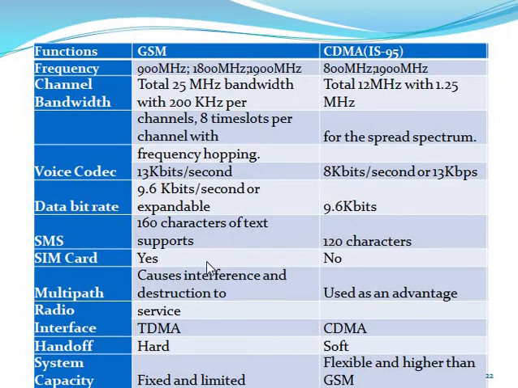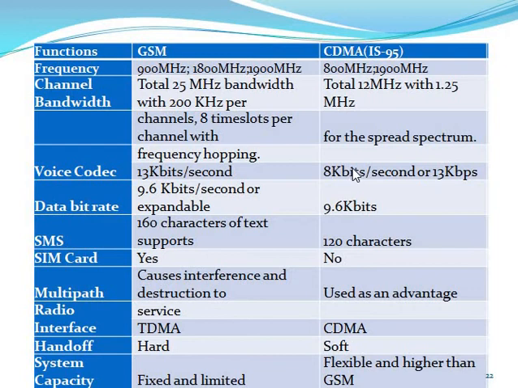Multipath, you can show that it causes interference and destruction. You can use it as an advantage. The interference radio frequency is used for TDMA, and you can show this is for CDMA. In handover, you can show the hard for GSM and the soft for CDMA. GSM has a fixed and limited system capacity, while CDMA IS-95 is flexible and higher. So this is the difference between CDMA and GSM.